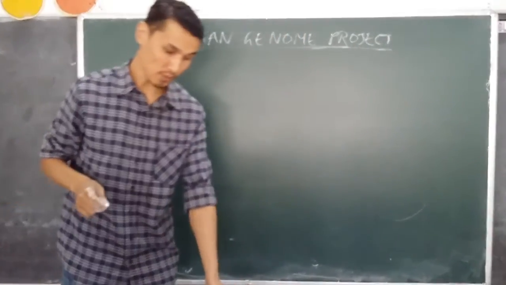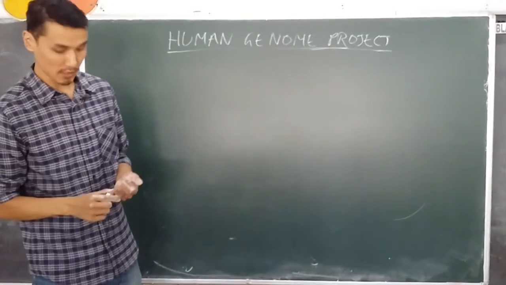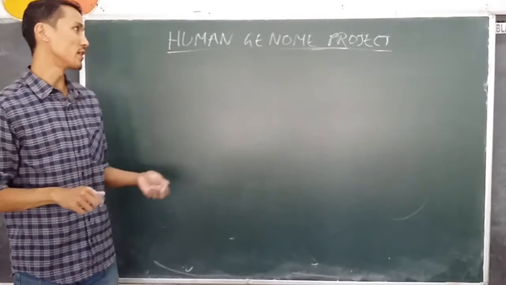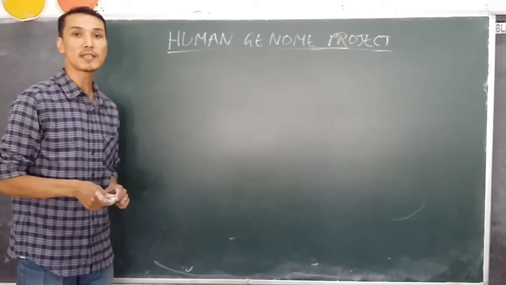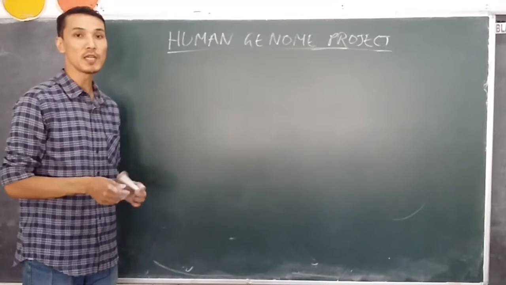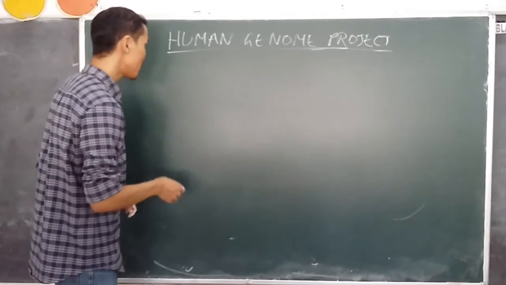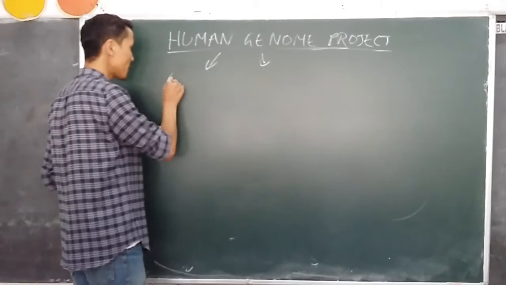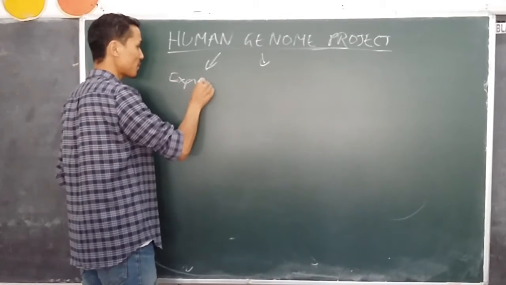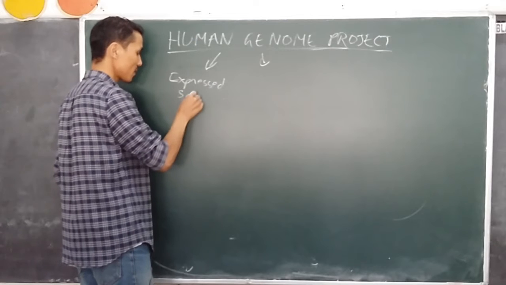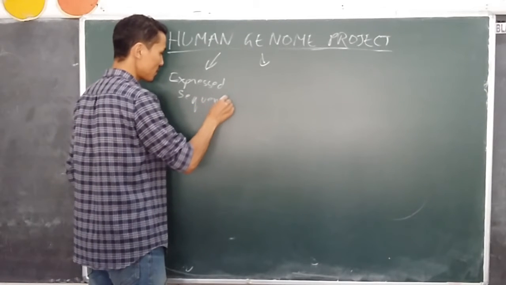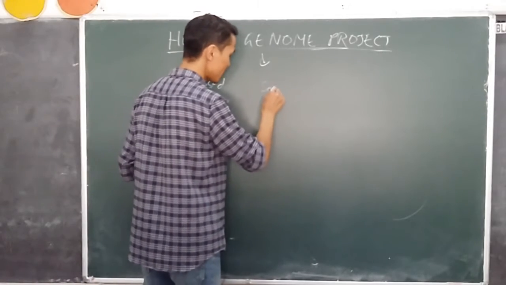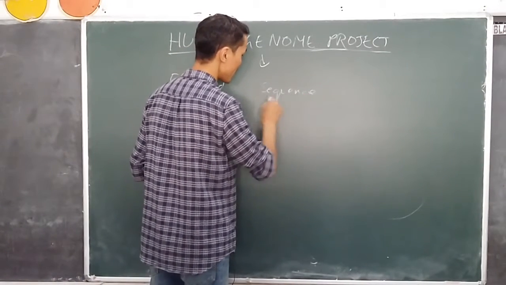Human Genome Project was started in 1986 with the help of 17 countries. These 17 countries decided to find out the entire genome sequence of the human DNA. So, different methods were applied. One was expressed sequence tags and sequence annotation.